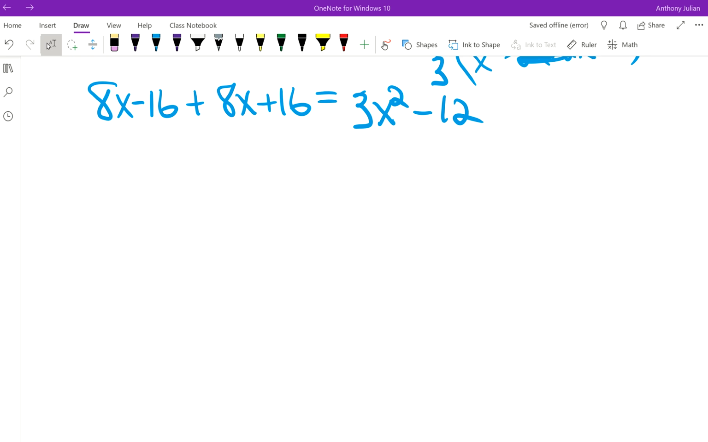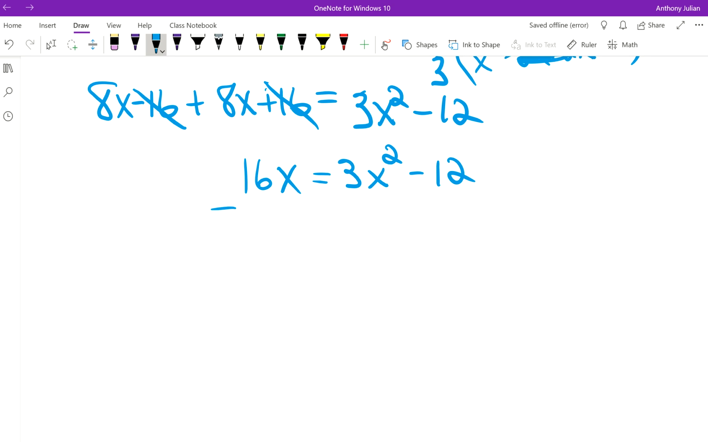So I've got, well, here I got a minus 16 and a plus 16, so those cancel out. And 8 and 8 is 16x. And that's going to equal the 3x squared minus 12. And I just have to subtract 16x to get the equation equal to 0. I'll do it like so.